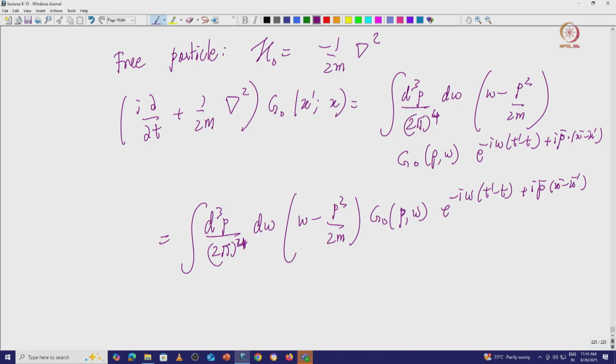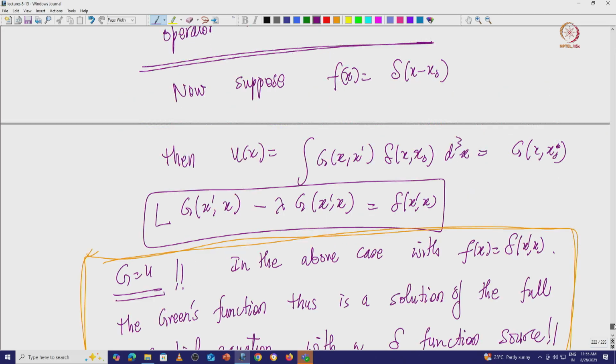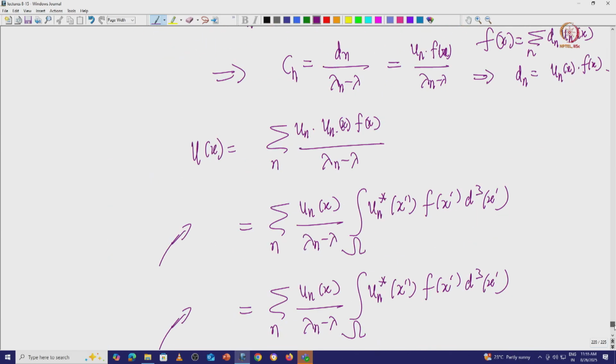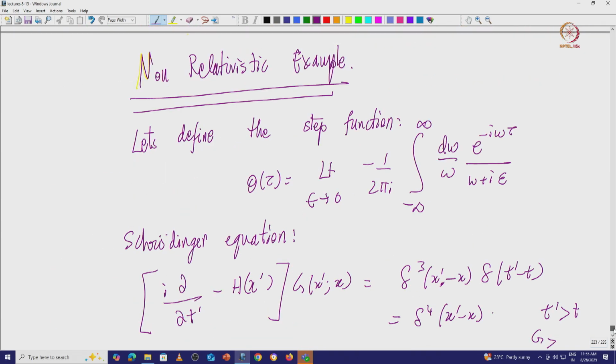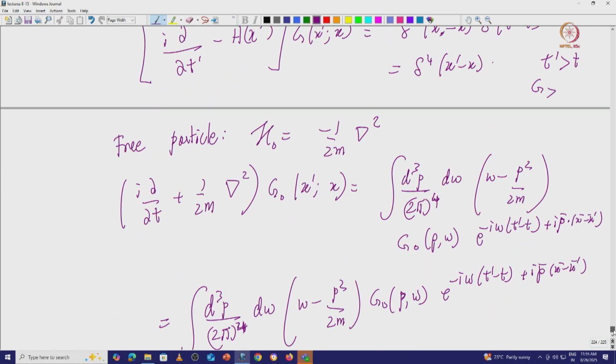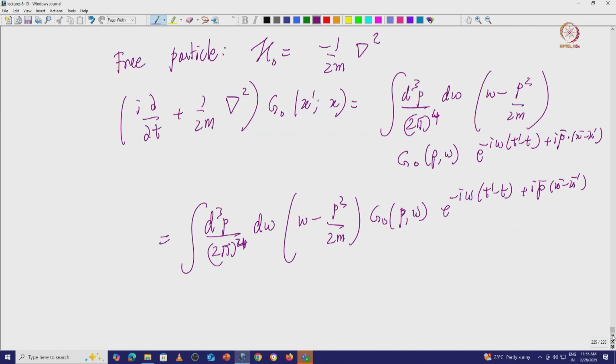Now you see this, why I introduced the step function: because in the momentum space the delta function just becomes a step function essentially. So this is the equation in momentum space in this particular fashion. This entire thing is nothing but your delta power 4 of x minus x prime.